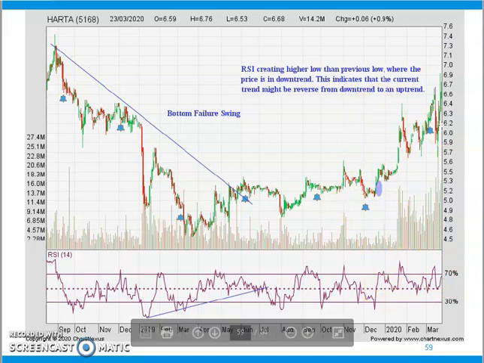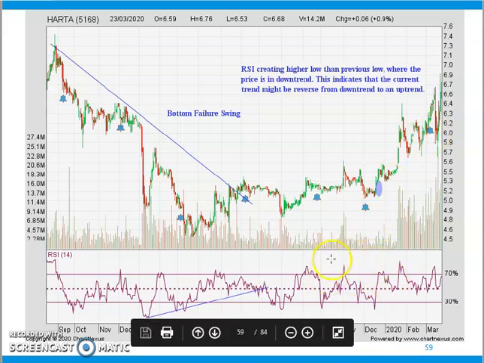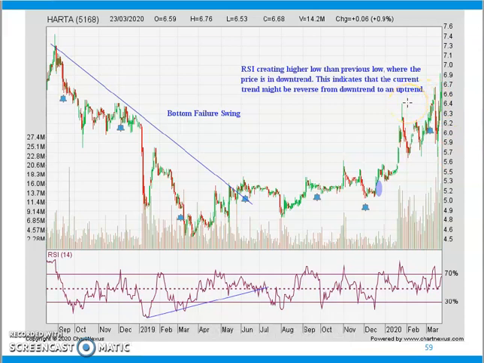So remember, if you want to see whether it is a confirmation or not, monitor the movement of the RSI and also the movement of price. I will show you how to use the RSI in Chart Nexus in the next part of this video.